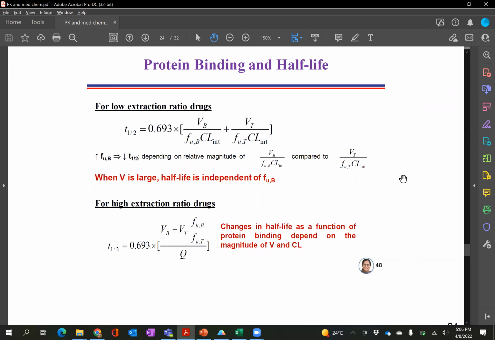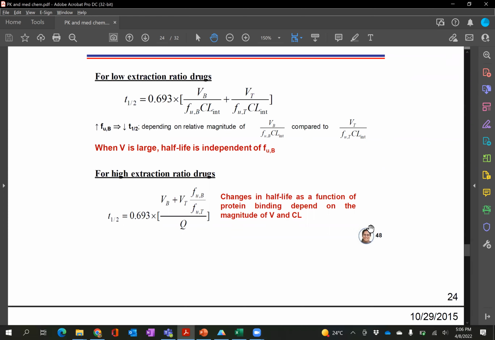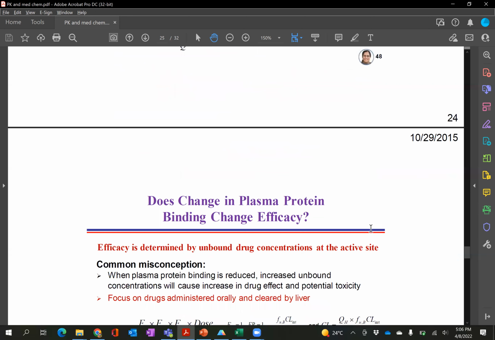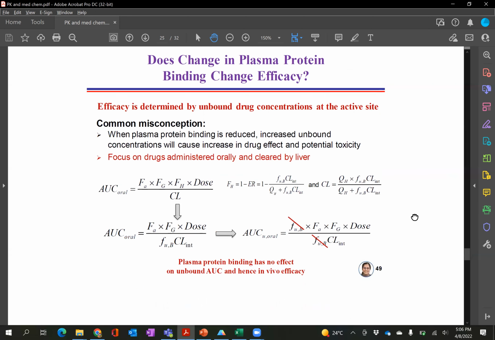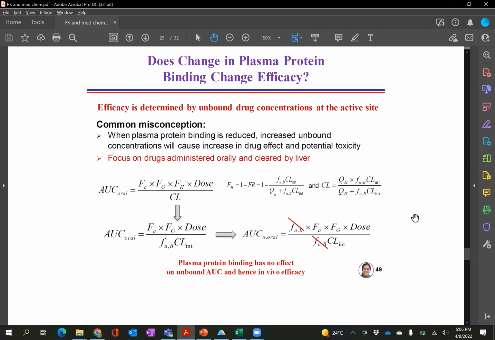For low extraction drugs, I don't know whether these are that useful. We can just maybe skip this one. Here, I think this is important, something we should cover. This is pretty much the last slide they have.